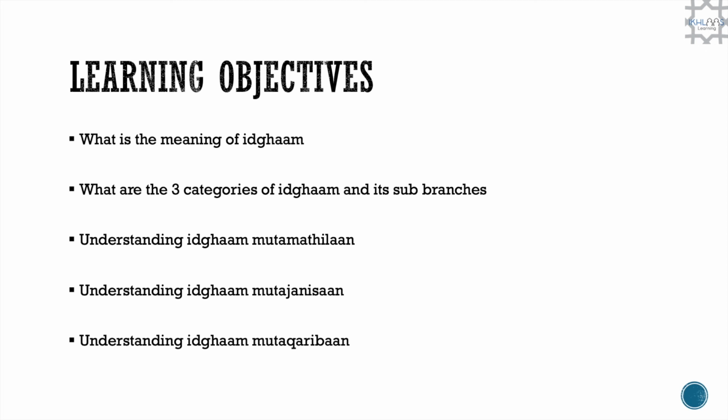So what have we learnt in this lesson? What is the meaning of Idgham? What are the three categories of Idgham and its sub-branches? We understand the term Idgham Mutamathilaan. We understand Idgham Mutajanisaan, and we understand Idgham Mutaqaribaan.